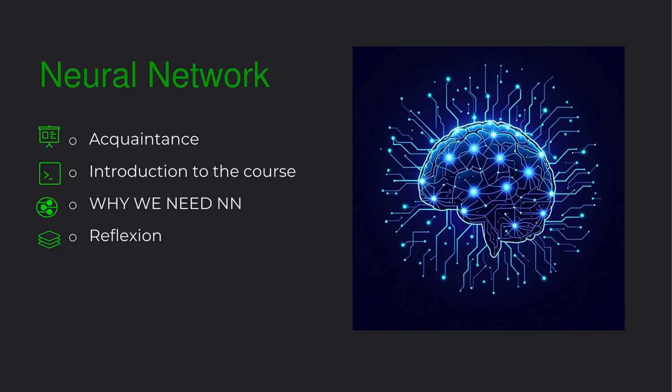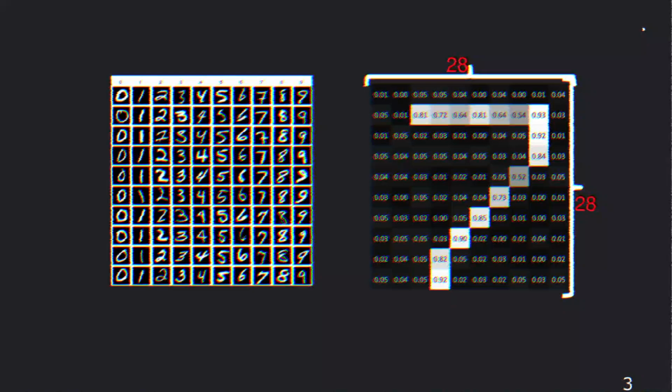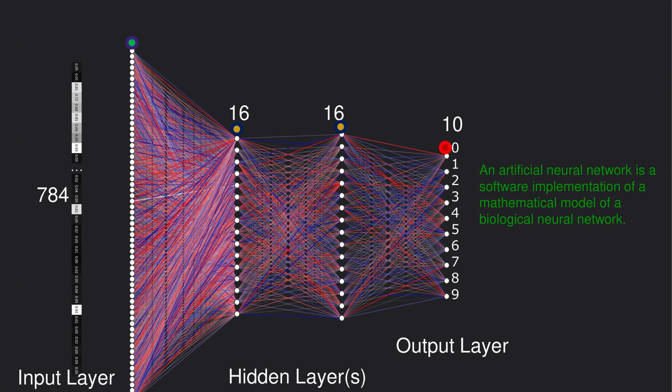range of tasks. A neural network, more specifically an artificial neural network, is a software implementation of a mathematical model inspired by biological neural networks. Essentially, it's a simplified imitation of how the human brain works. The goal of a neural network is to extract useful patterns from data and learn from them. A neural network can be trained to identify whether an image shows a digit from 0 to 9.